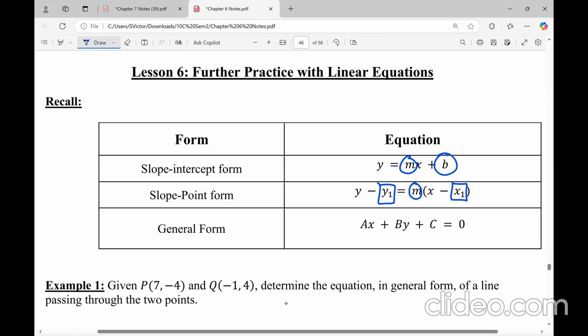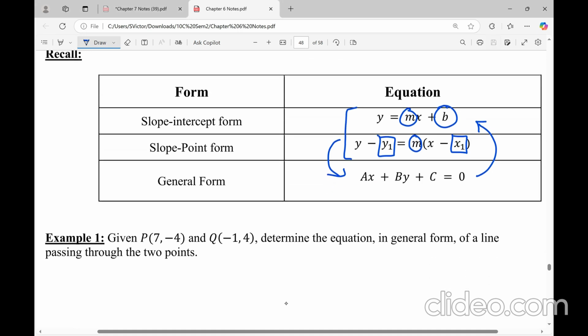The last one we did was general form. Now remember, general form doesn't actually tell us anything helpful. So if we're given general form and we have to find information, usually what we do is convert it into slope-intercept form. And if we're asked to write an equation in general form, like the first example we're going to do, we have to first write it in either slope-intercept or slope-point form, and then convert it to general form. So that's what this little section is all about. We just have a few examples to go through.